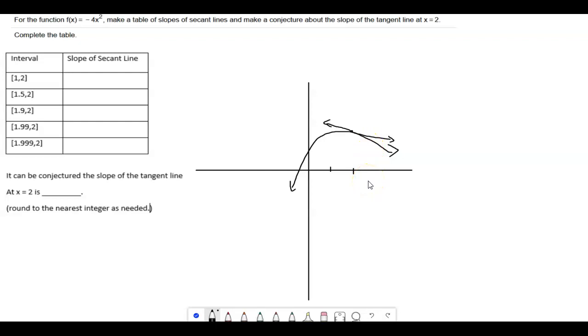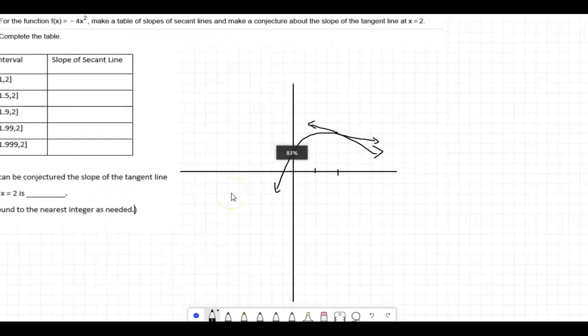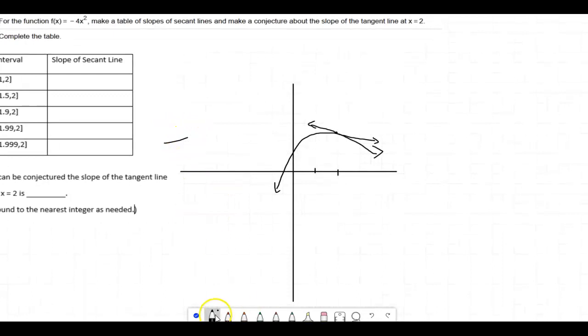At this point, unless you've taken a calculus class before, we don't have a good formula for this. We can't just eyeball it and give an exact slope. So we're going to use some methods to try to approximate it at first, and this is one of our methods.